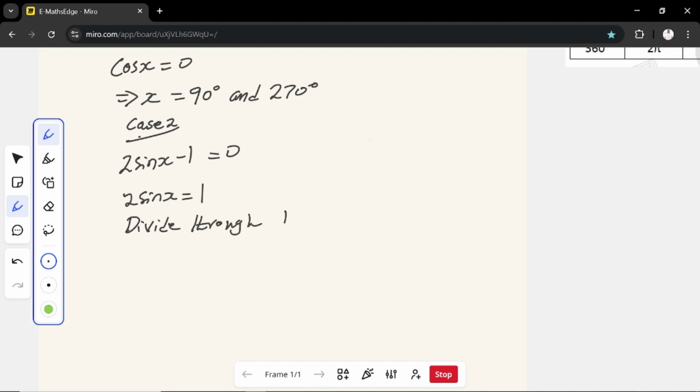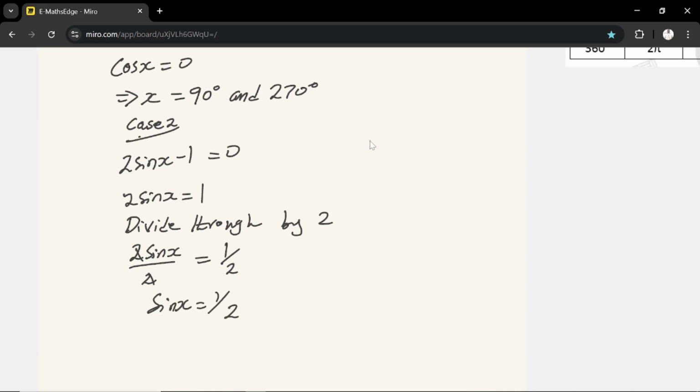divide through by 2. By the time you divide both sides by 2, you are going to have 2 sine x divided by 2 equal to 1 divided by 2, such that 2 can go with 2, and we will be left with sine x equal to 1 all over 2.